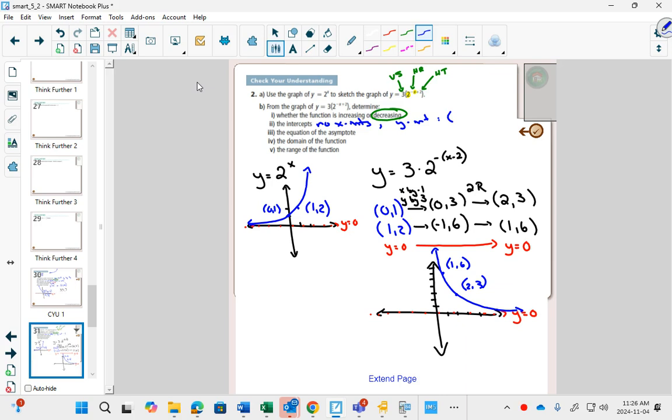How do I find a y-intercept? I plug in 0 for x. If you plug in 0 for x, do you see that you would get 2 squared, which is 4, times 3, you'd have 0, 12. The equation of the asymptote is y equals 0. Domain is everything, and the range is y is bigger than 0. Okay?